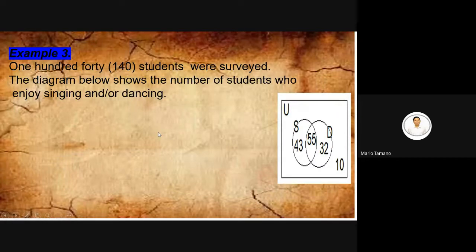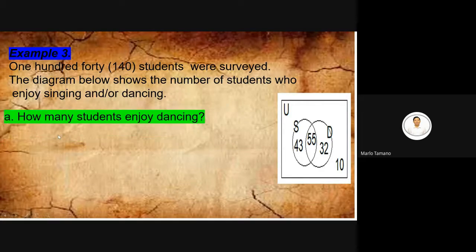Naintindihan? Bago kayo sumagot. May mga problem din na ready na po yung kanyang diagram. All you have to do is answer na lang po ang mga tanong. Okay? You provide only the answers. Okay? So let us continue. First, ito po yung tanong. How many students enjoy dancing?